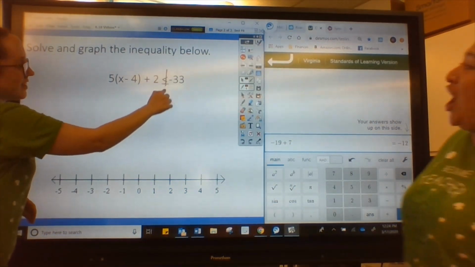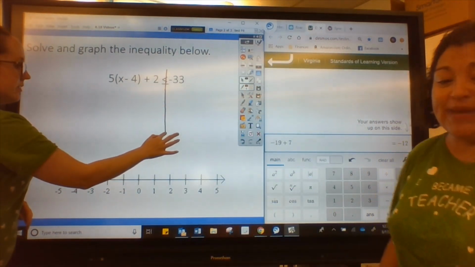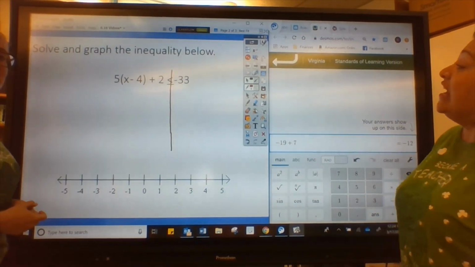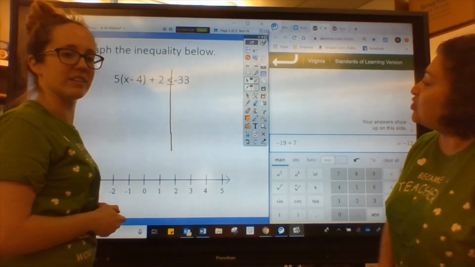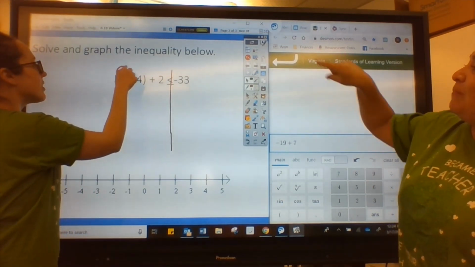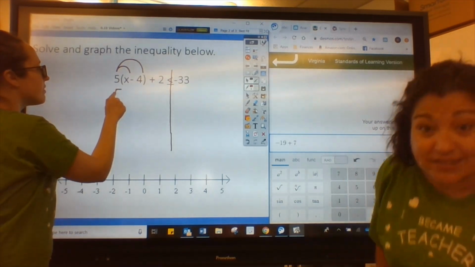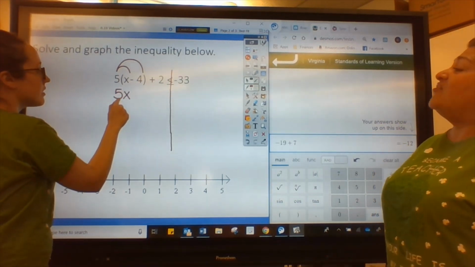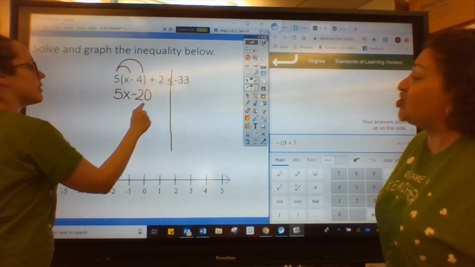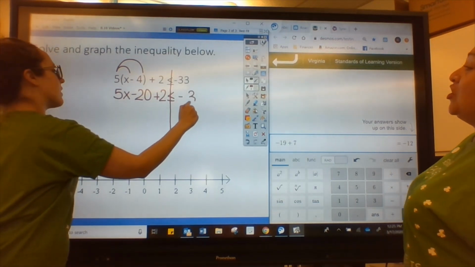Ooh, this is fun. All right, we're drawing our line. I see parentheses. What does that mean? Oh, I'm sorry. Distribute. Yes, we must distribute. So that means draw your little jumpy jumps. Excellent. So 5 times x is? 5x. Excellent. 5 times negative 4. Negative 20. Plus 2 less than or equal to negative 33.